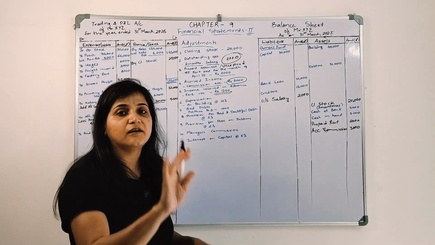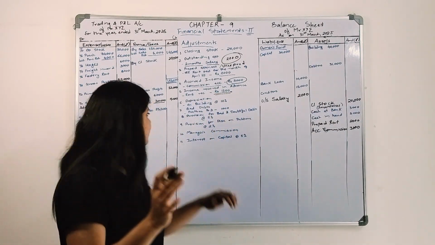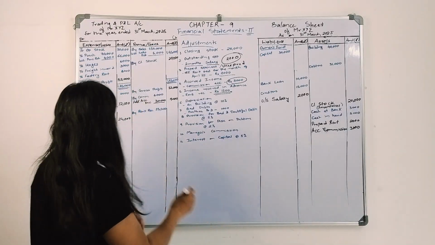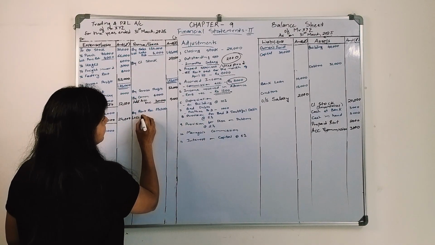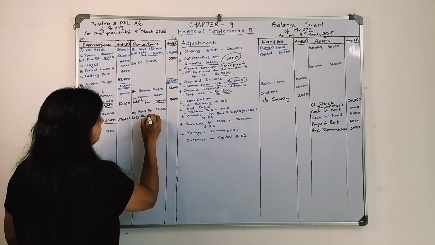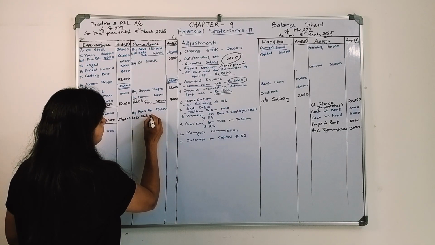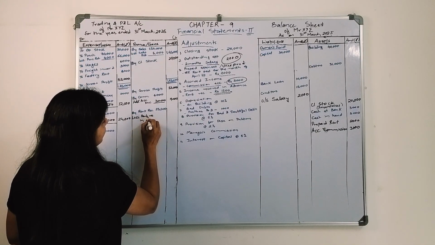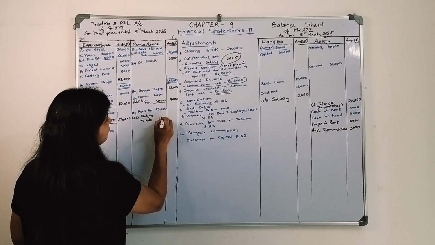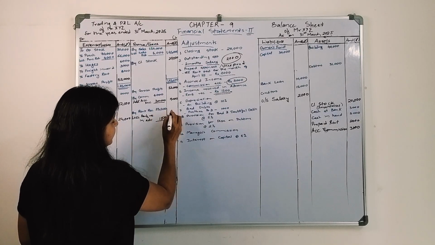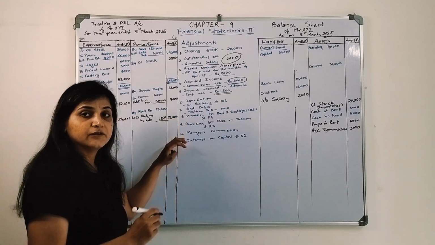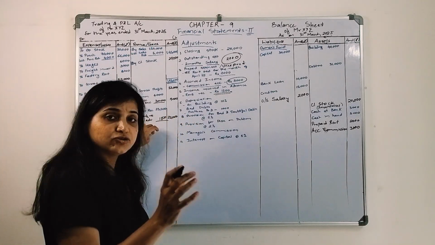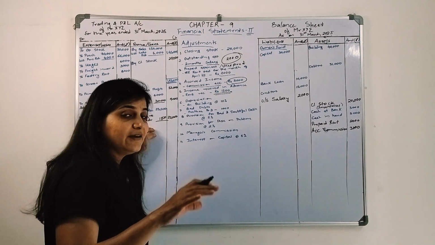This is not current year income. So rent received will be debited. We will deduct it. Rent received in advance. How much? 1500. So current year's rent is how much? 22,000. Correct.